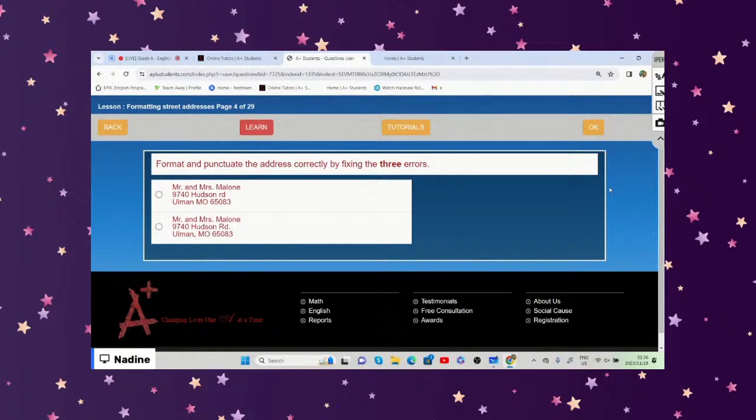65083. So which means that if we look at the next one, then it's addressed to Mr. and Mrs. Malone, which is correct. Then we have our street address, which is 9740 Hudson Road. Road with a capital letter and an end point.